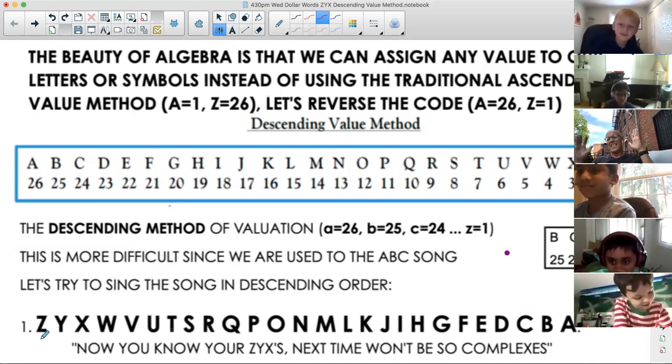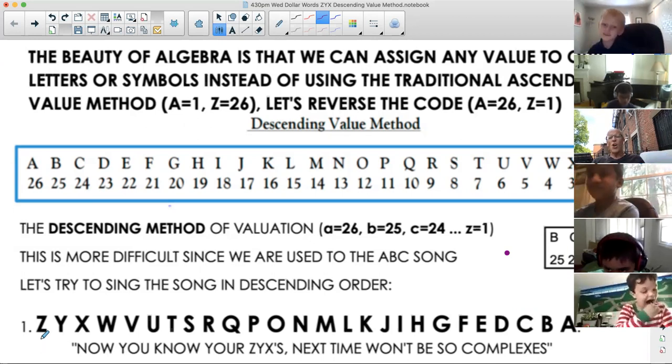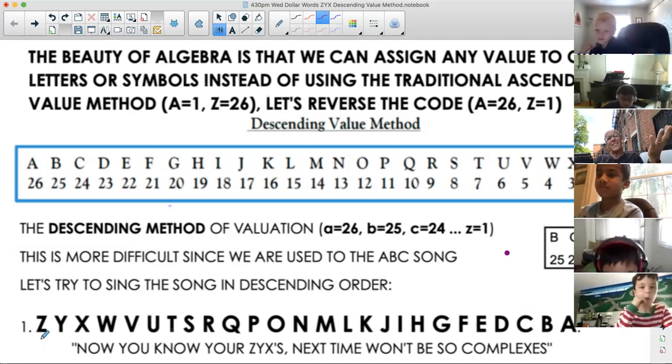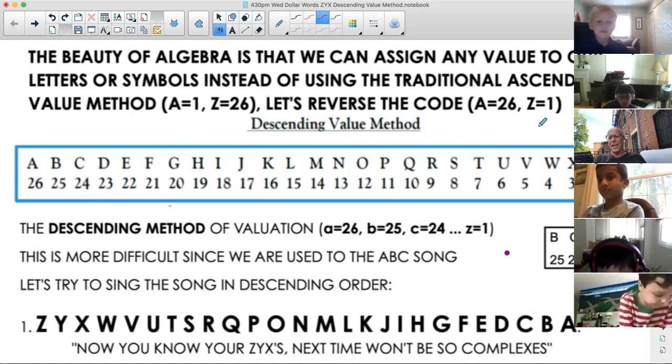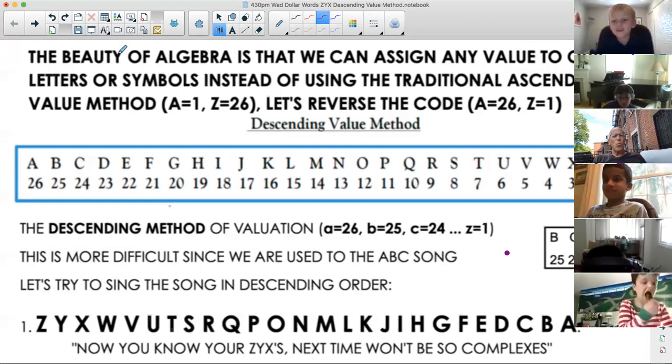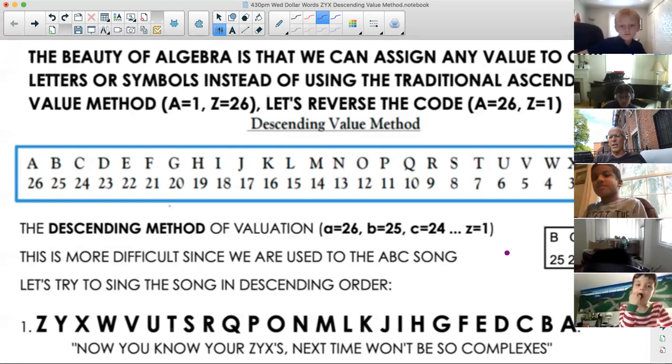That's okay. Weird. That last part was weird. Do you know why? There aren't a lot of words that rhyme with X's. Like, I thought of "it won't be so complex," but that's not even good English. Can you guys please sing this song? Are you ready? On three. One, two, three, go.